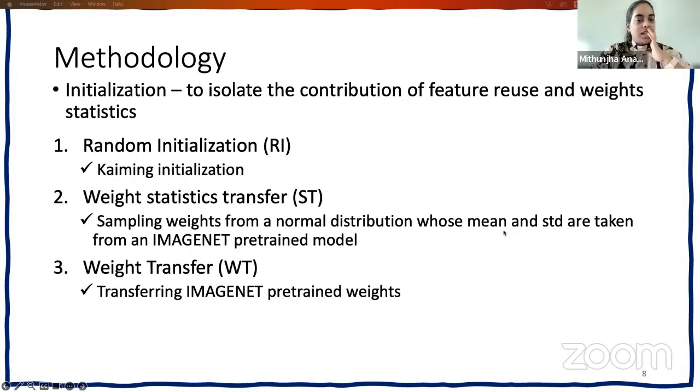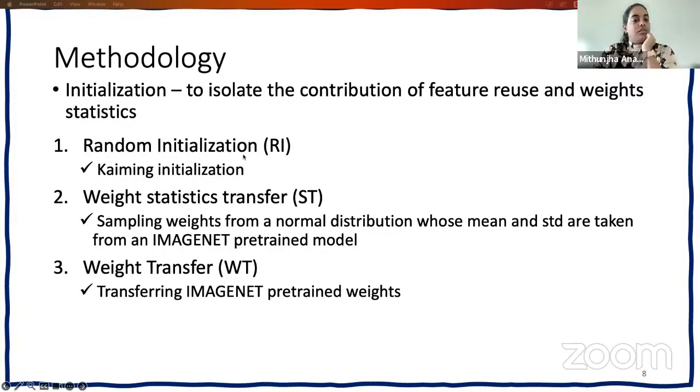So here it's initialization. The transfer learning benefits can come in two ways. One is feature reuse, where the features learned in the source domain are used in the target domain. But another possibility is that transfer learning works because it just gives a good initialization point, so that the model converges at an optimum point, instead of helping with feature reuse.